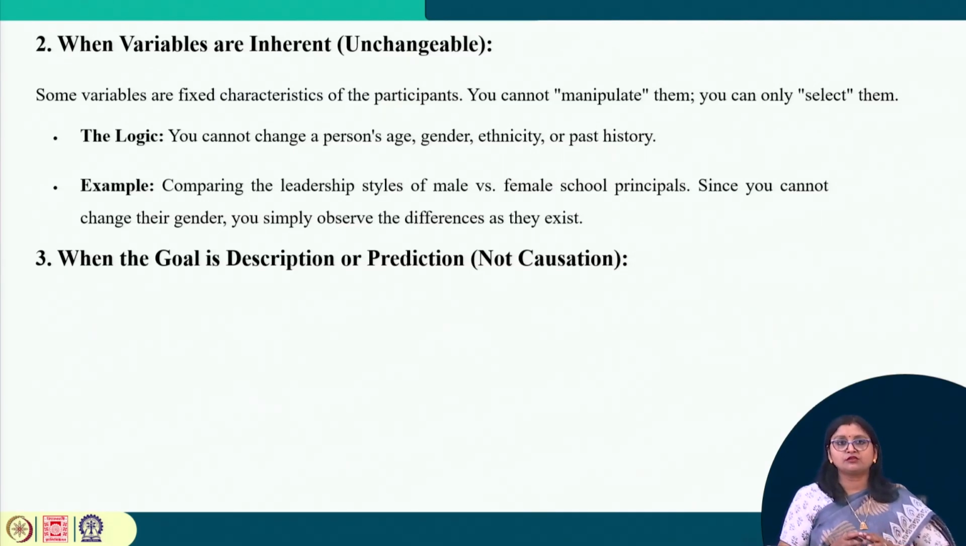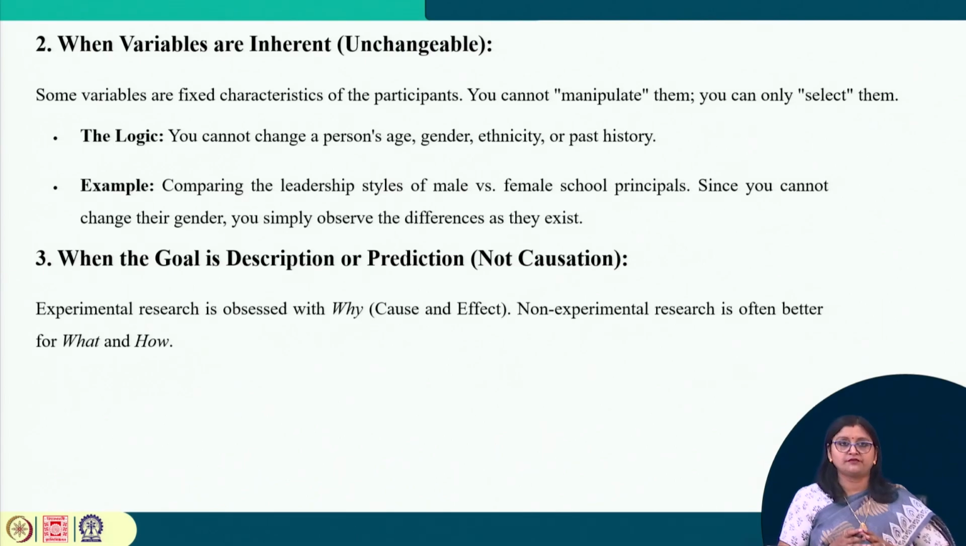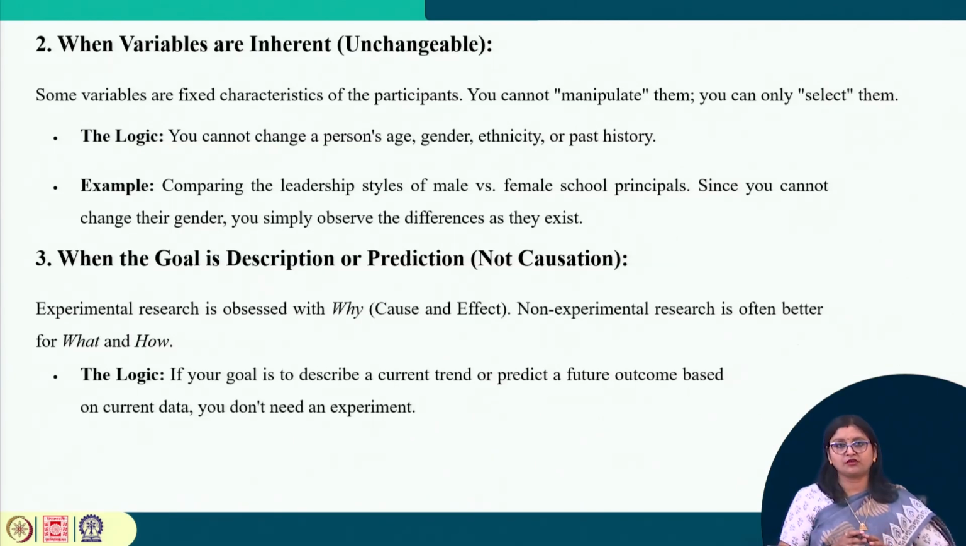The third one is when the goal is description or prediction, not causation. You are not going behind the cause and effect. So, experimental research is concerned with why, cause and effect, and non-experimental research is often better for what and how. They are not searching for why. The logic behind this is that if your goal is to describe a current trend or predict a future outcome based on the current data or the performance, you do not need an experiment.